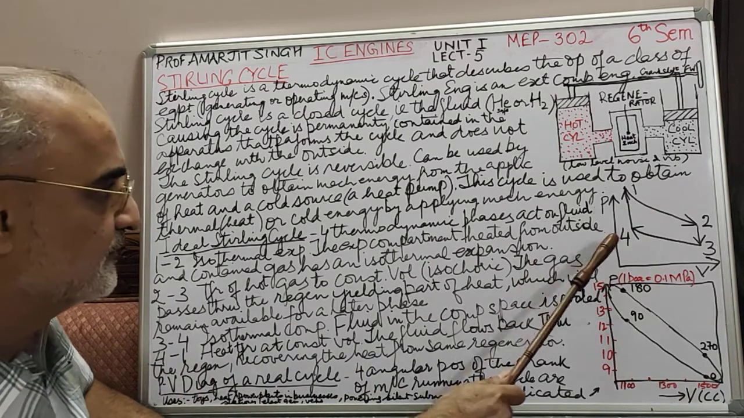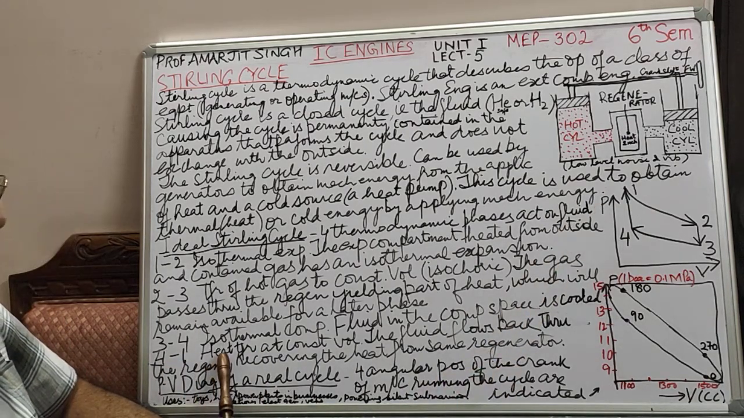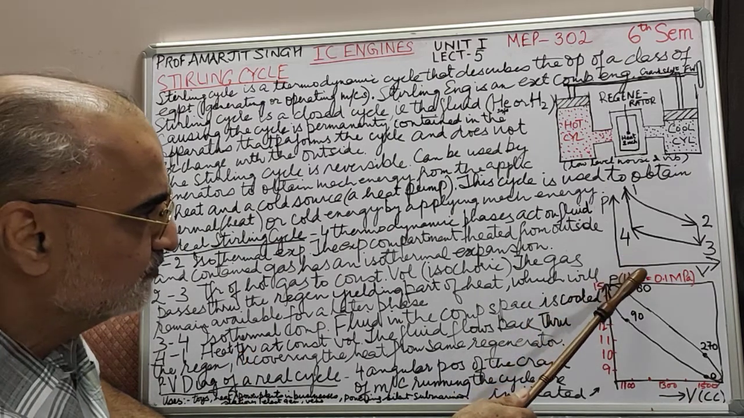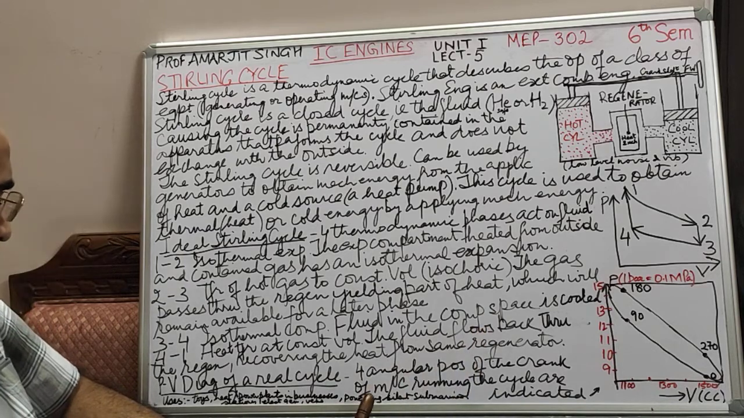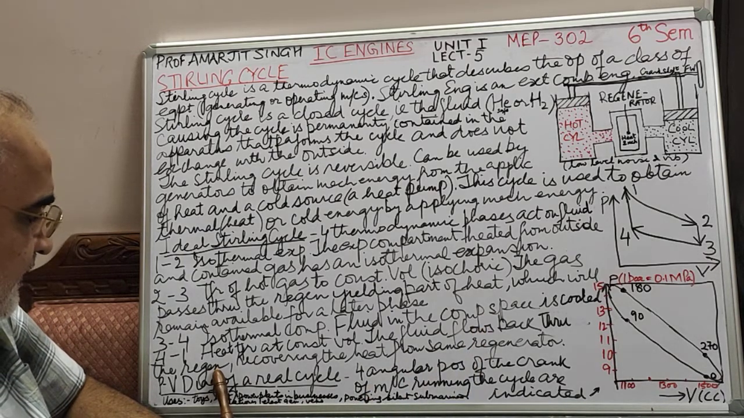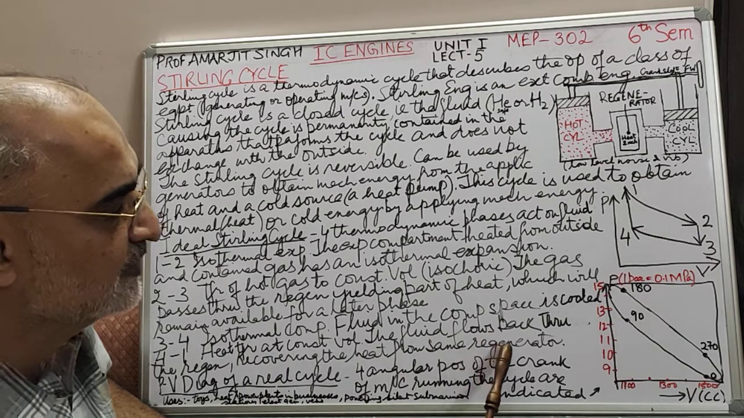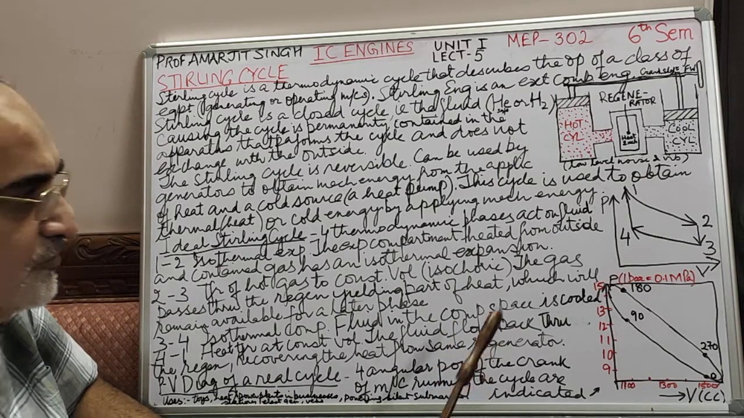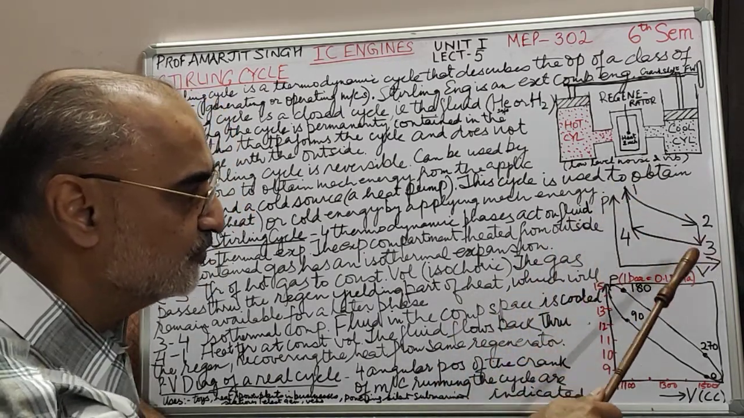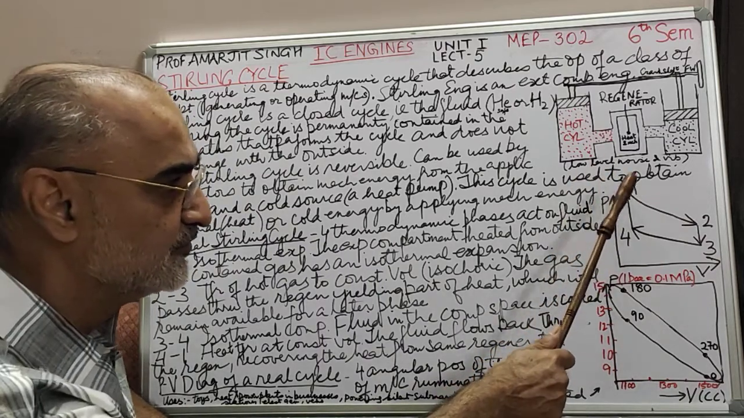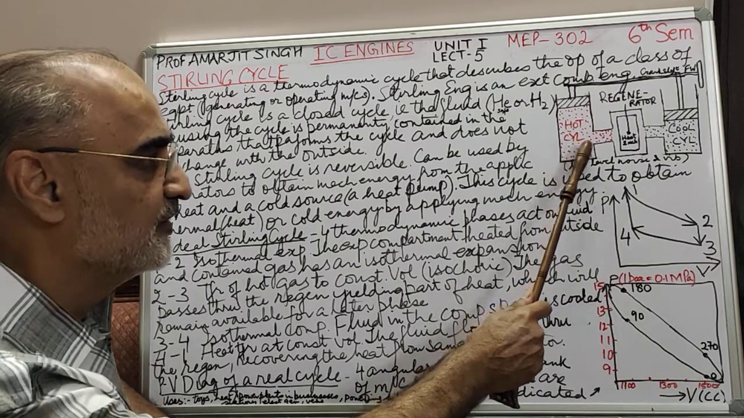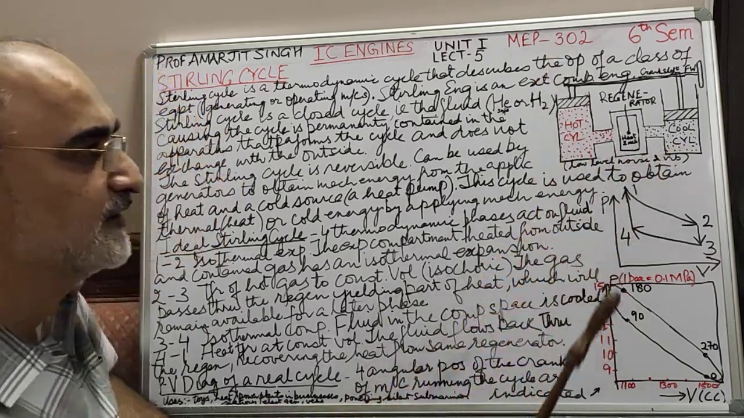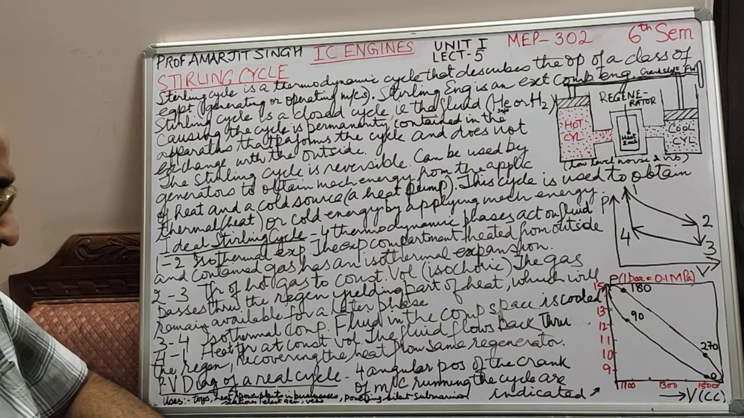4 to 1, heat transfer at constant volume. The fluid flows back through the regenerator, recovering the heat from the same regenerator. So this completes 1, 2, 3, 4 and back to the initial stage 1. This is all done by the hot cylinder, cooling cylinder and the regenerator, which is a heat exchanger.